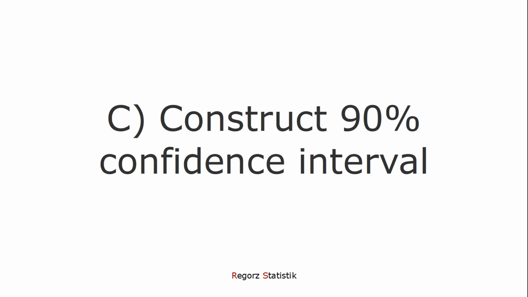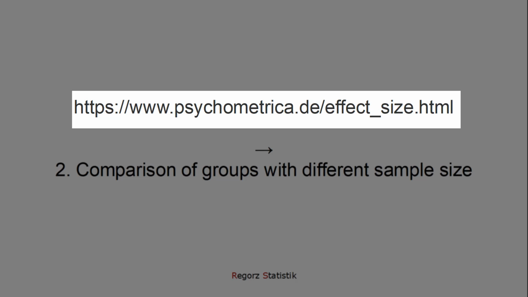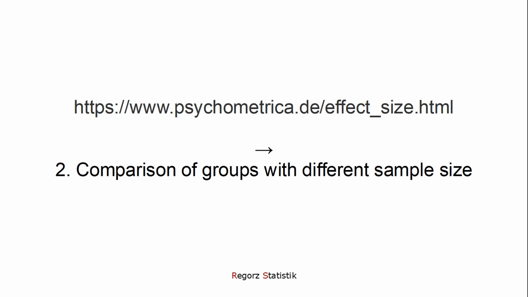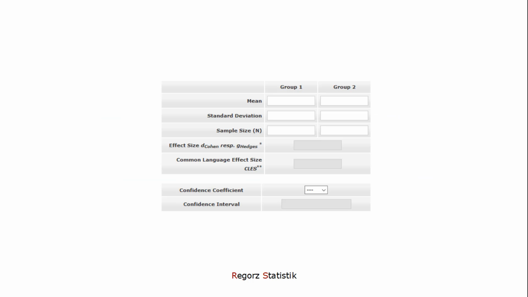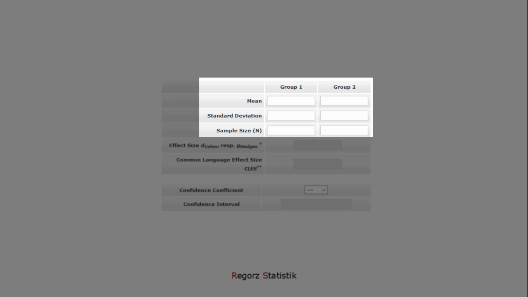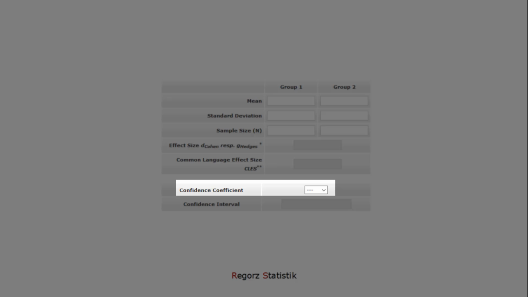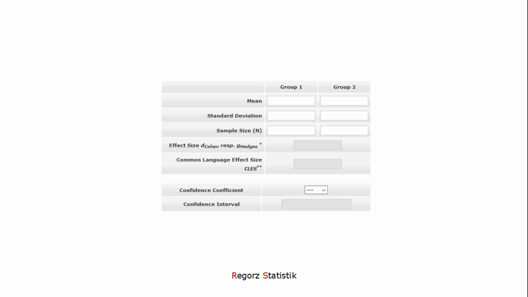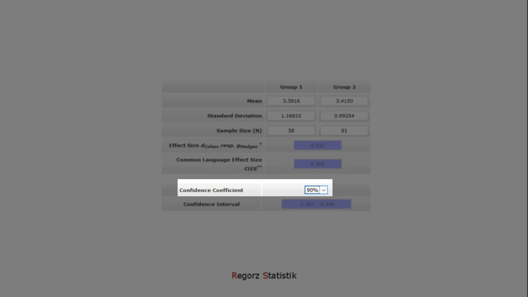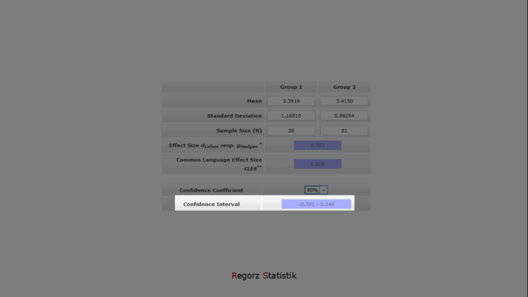Next, we construct the 90% confidence interval. And I'm doing this with an effect size calculator from Psychometrica. You'll find the link in the description. And there the option 2, comparisons of groups with different sample size. In order to get a confidence interval, you have to input 7 data points, the mean for both groups, the standard deviation for both groups, the sample size for both groups, and of course down here 90% as our confidence level. So we take these 6 numbers, put them in this effect size calculator, choose 90% for our confidence coefficient, and here we get the confidence interval from minus 0.301 to 0.346.